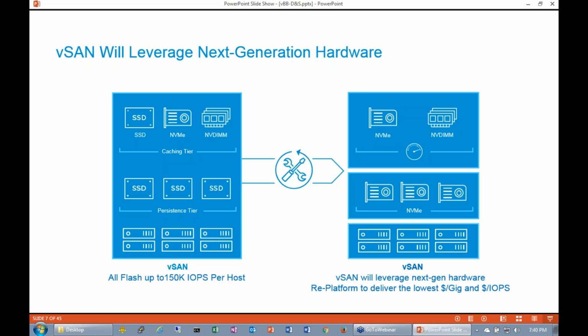But with vSAN, because we're running natively on top of vSphere, on top of the same hardware, if you will, that vSphere is running on, the only thing that we have to do is upgrade vSphere.